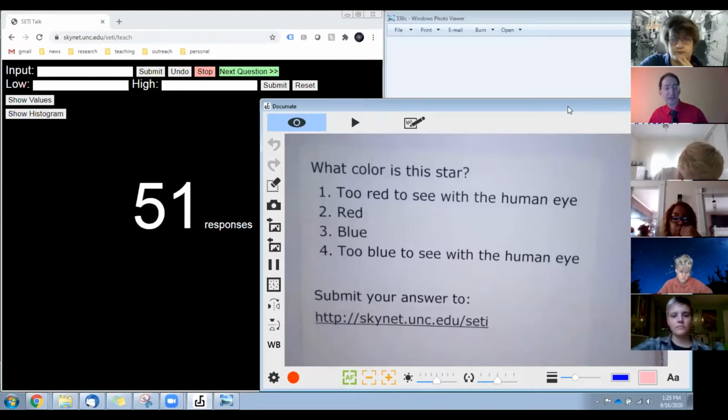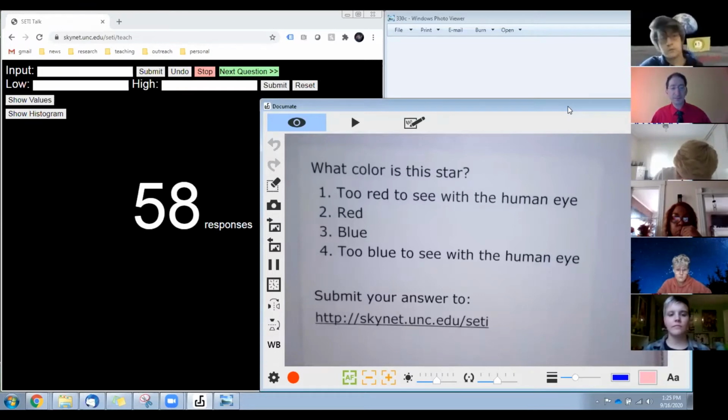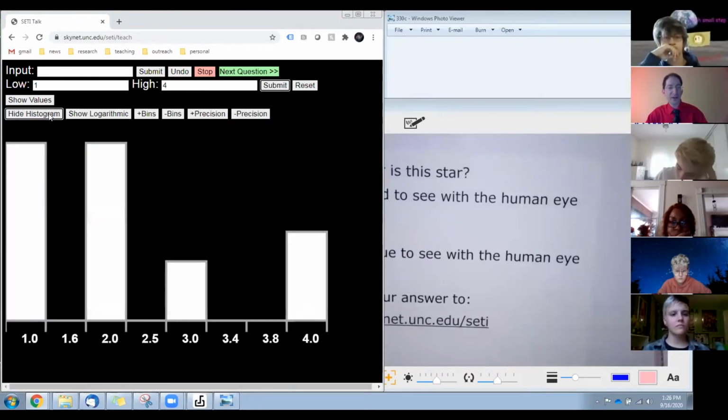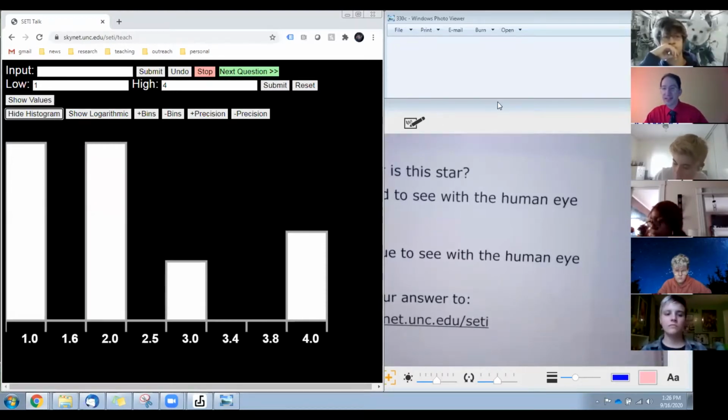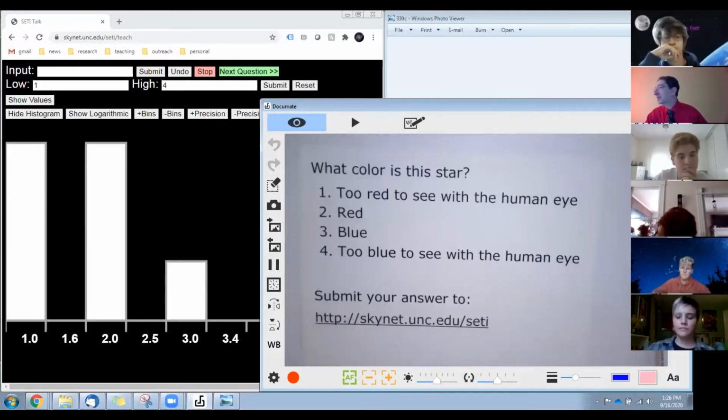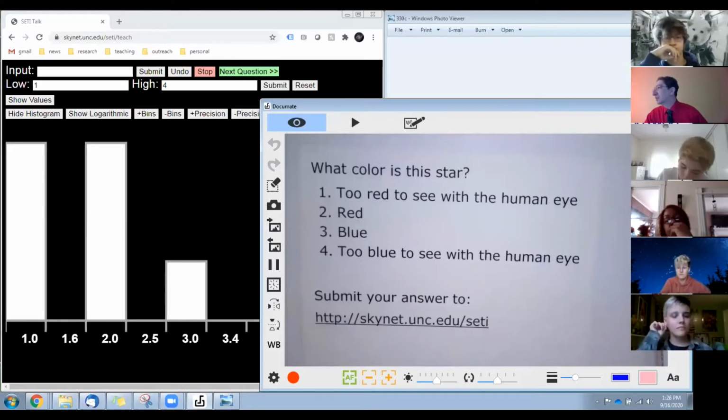I think we had about 60 responses last time. Let's see if we can get it up to that. Okay. Show values, and let's see, it was a 1, 2, 3, 4 questions. So from 1 to 4. Show histogram, and you are tied between 1 and 2. And let's see, 1 and 2 are too red to see with the human eye and red. So I'm gonna throw you into the breakout rooms and you can discuss. It is one of those two. It's 1 or 2. So give me a second just while I remember how to do this.